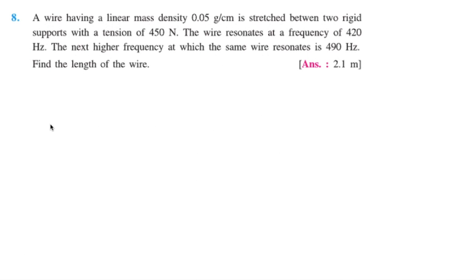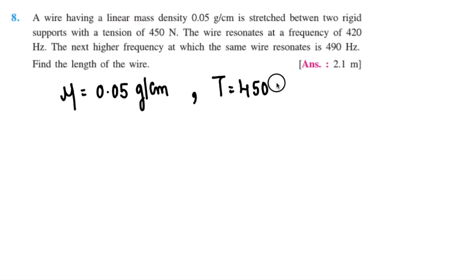Now this is the 8th question. A wire having a linear mass density, that means here mu is given to us, that is 0.05 gram per centimeter, is stretched between two rigid supports with a tension of 450 Newton. Tension is given as 450 Newton. The wire resonates at a frequency of 420 Hz. The next higher frequency at which the same wire resonates is 490 Hz.